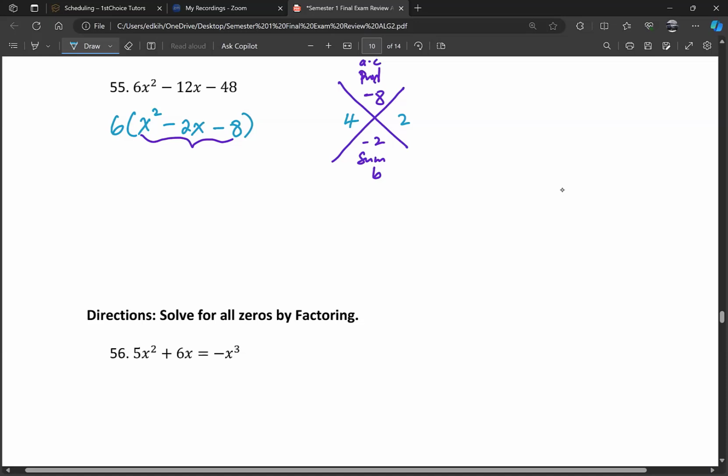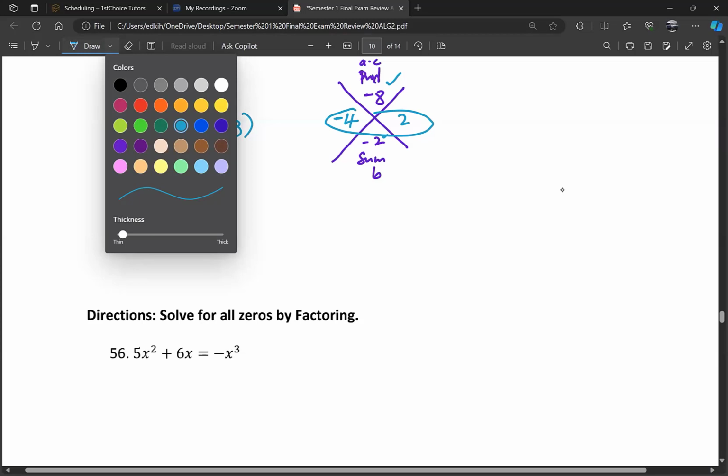4 times 2 is a positive 8. We wanted a negative 8. 4 plus 2 is a positive 6. So we have to make this 4 negative. Let's see if it works. Negative 4 times 2 gives us the negative 8 we wanted. Negative 4 plus 2 gives us the negative 2 that we wanted. So we know these are our terms.